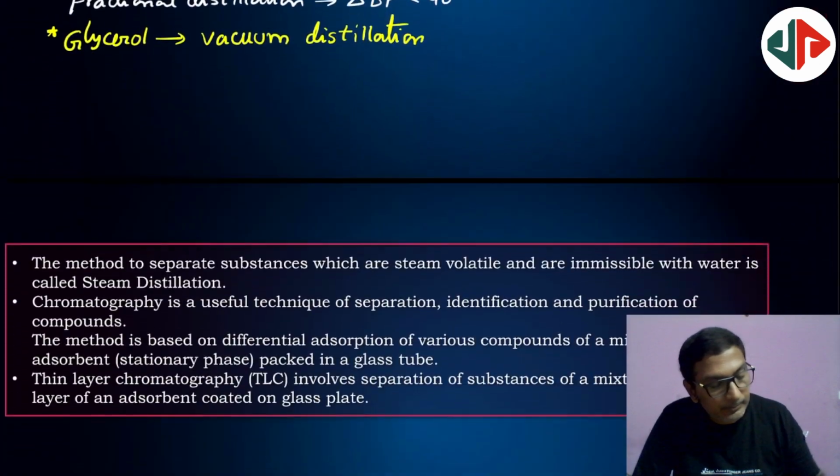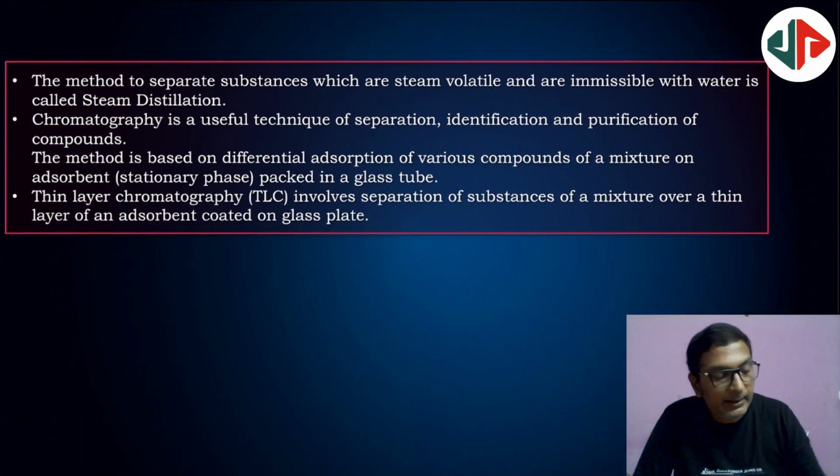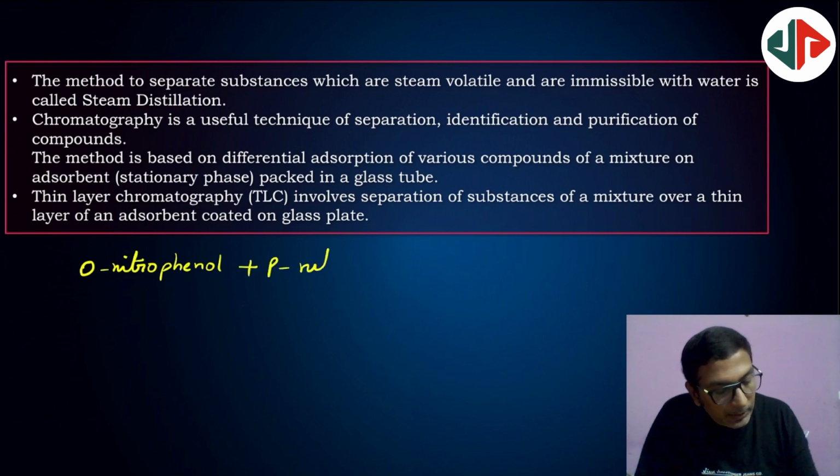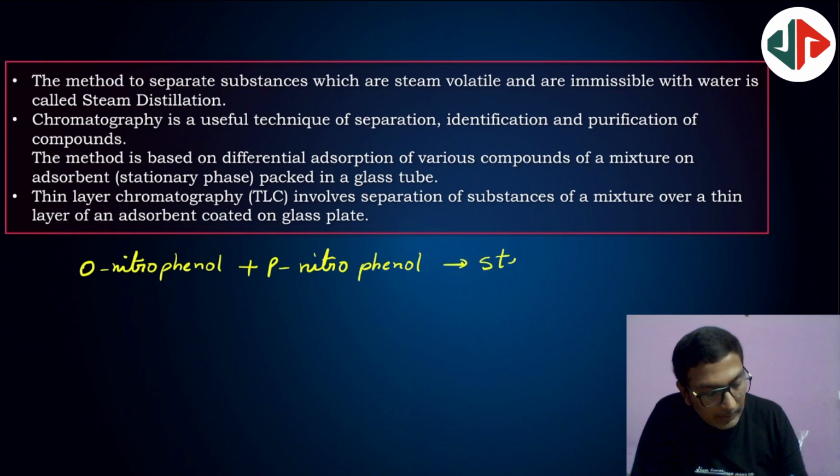Next, the method to separate substances which are steam volatile and are immiscible with water is steam distillation. Very, very important. So, an orthonitrophenol and paranitrophenol mixture can be separated by steam distillation.